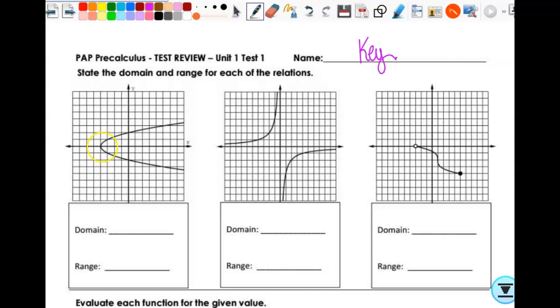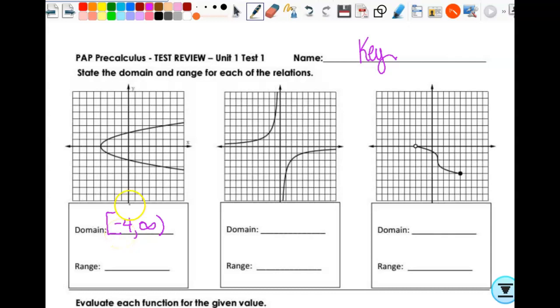As my domain, the smallest x value that I have is 1, 2, 3, 4, negative 4. Then I use all the x values all the way until positive infinity. You never include the infinities. Negative 4 is an x value on my graph, so that's my domain.